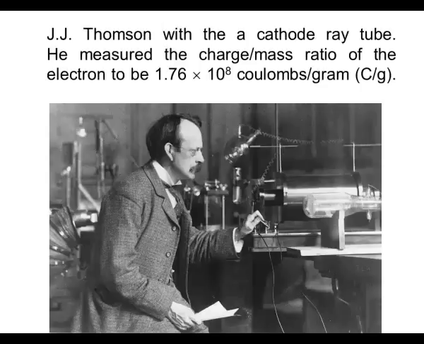Here's a picture of J.J. Thomson with a cathode ray tube. He measured the charge to mass ratio of the electron to be 1.76 times 10 to the 8th coulombs per gram.